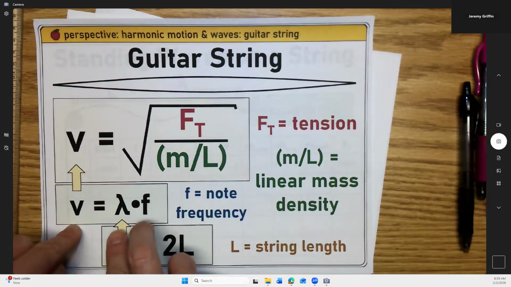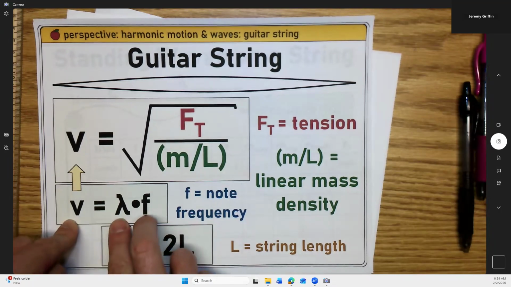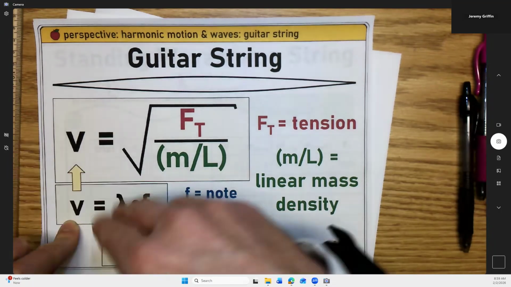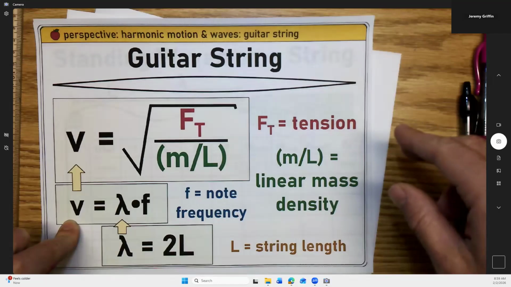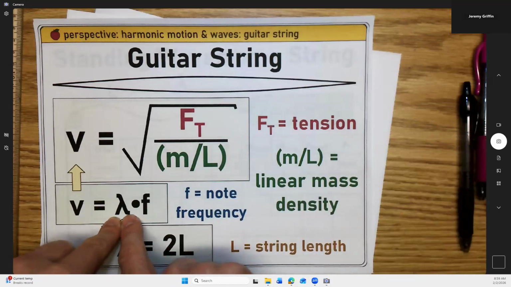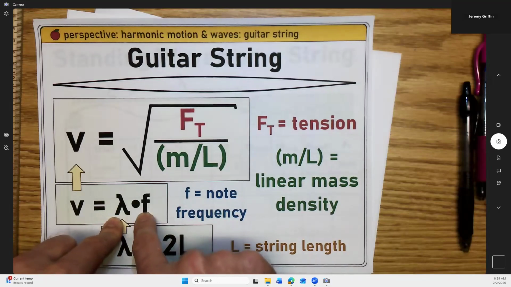Here's your wave equation: speed equals wavelength times frequency. Remember the other day I did an example with you guys. If you're watching ocean waves come in to the beach and you see the wavelength from crest to crest on the ocean waves, maybe the wave crests are striking the beach every 5 seconds.